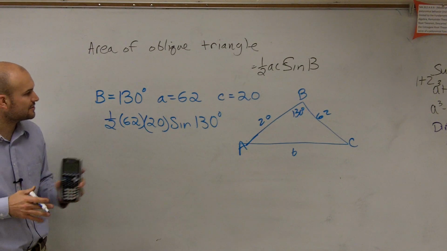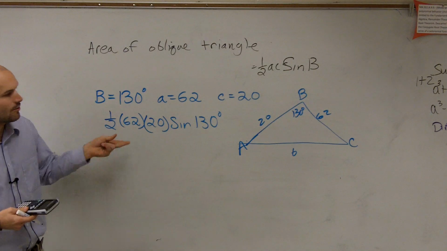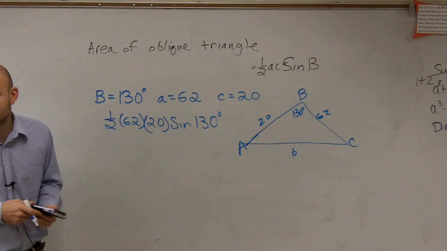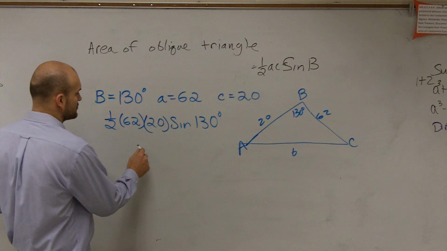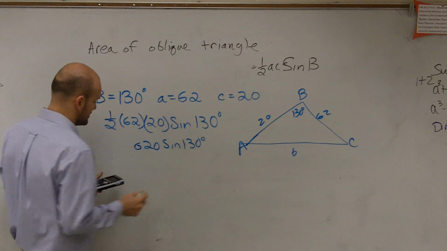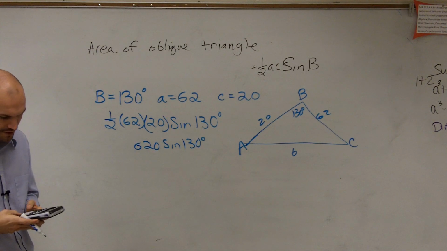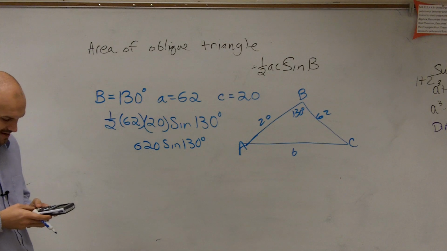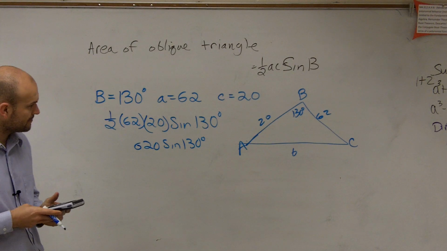Then what I'll have to do is multiply this through. So 1/2 times 20 is 10. 10 times 62 is 620, times the sine of 130 degrees. Then I'll just do the sine of 130 degrees times 620.